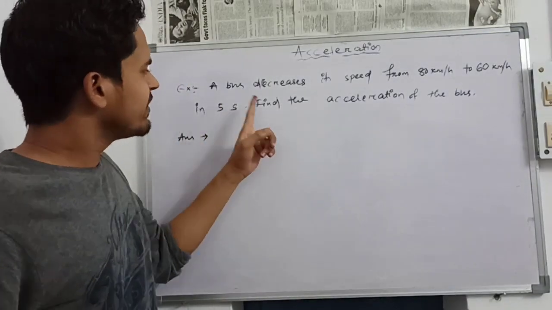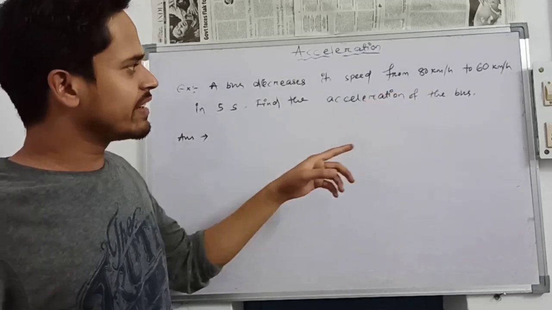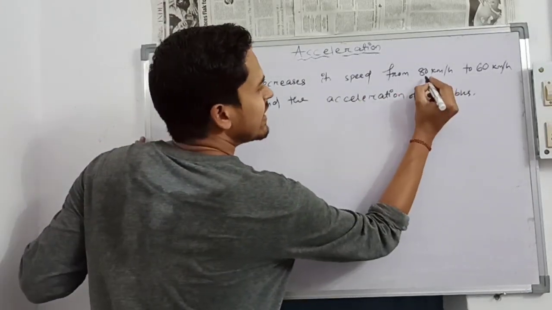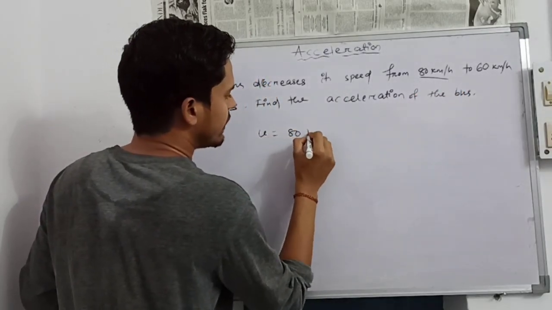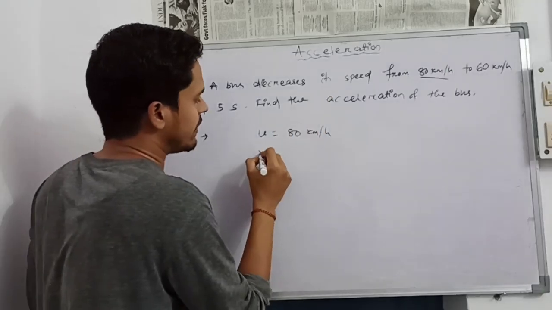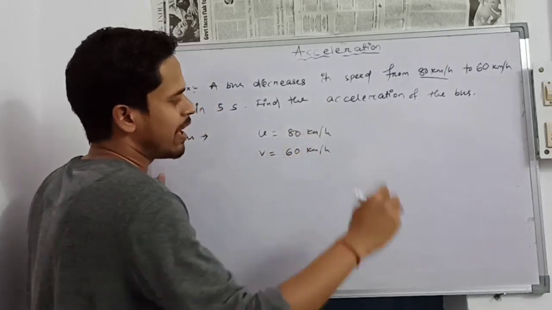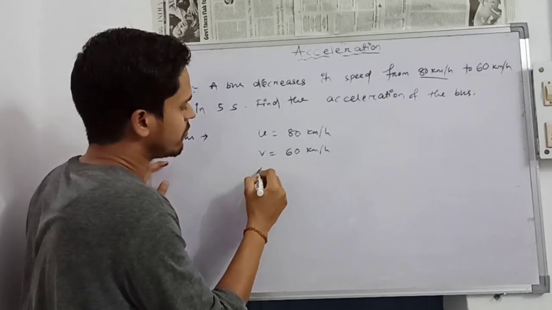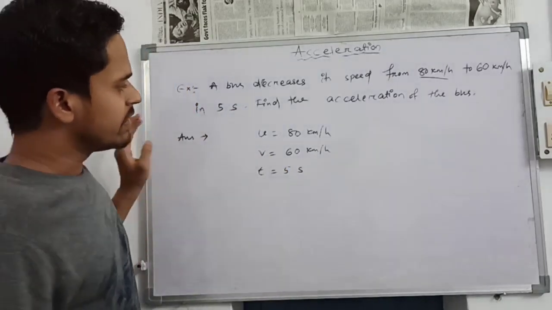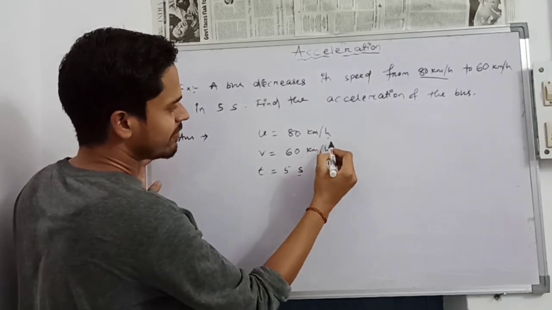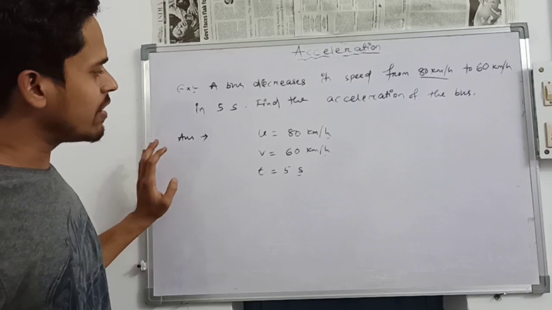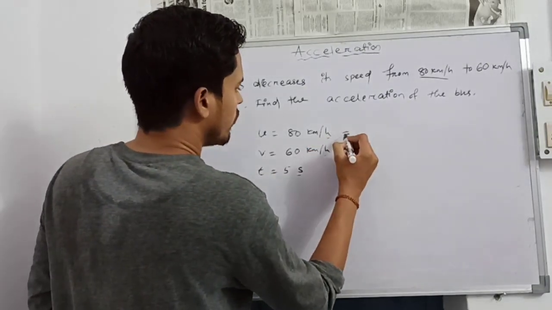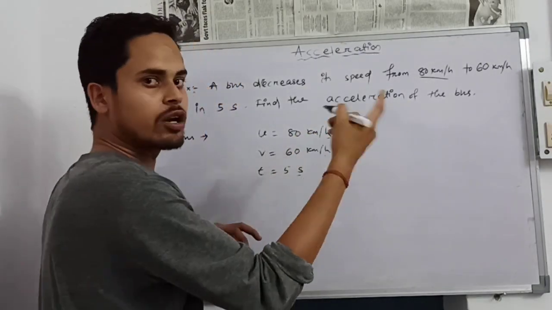See this example. A bus decreases its speed from 80 km per hour to 60 km per hour in 5 seconds. Find the acceleration of the bus. Here you can see the initial velocity u equal to 80 km per hour. Final velocity v equal to 60 km per hour. And the time in which it is getting changed, t equal to 5 seconds. You can observe here, the time unit is second, here it is hours. Yes or no? So first what we have to do? We have to make this hour into second. So we will convert kilometer per hour to meter per second.